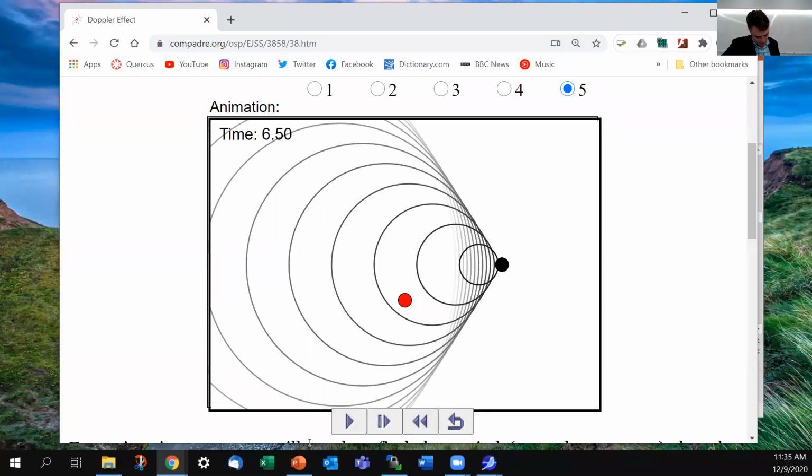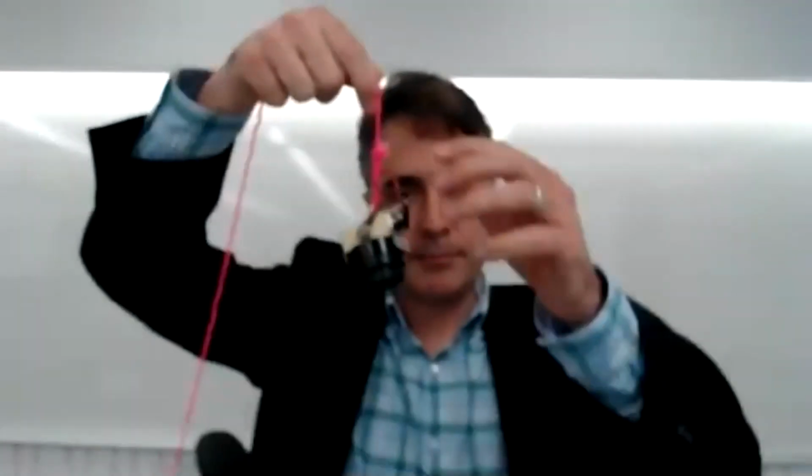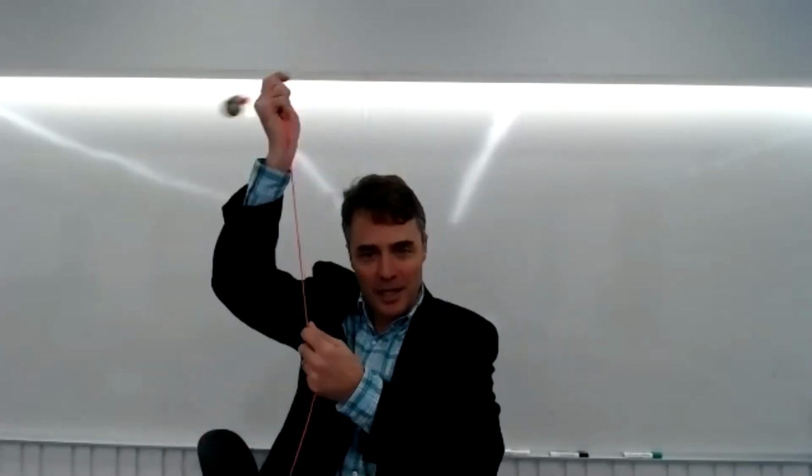The next thing I wanted to do is to try actually showing this. Let me stop my share for a second. I have a couple of things. One of them is this beeper, a buzzer on a string. I'm going to put it in uniform circular motion and swing it around over the top of my head. What you're listening for here is the pitch.